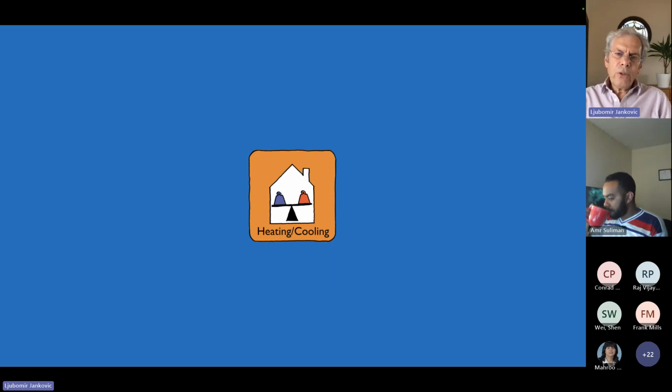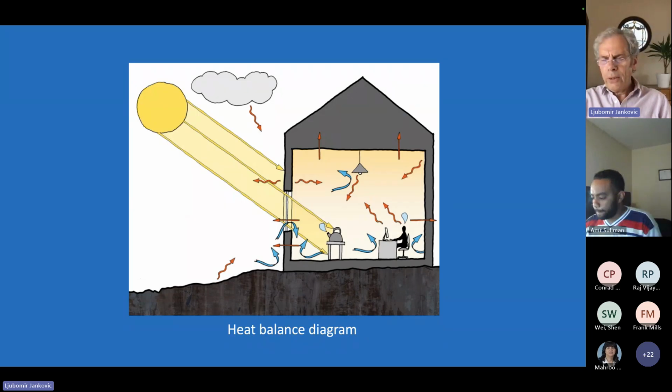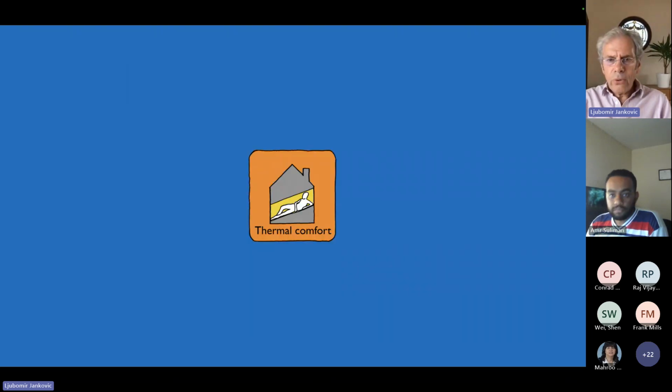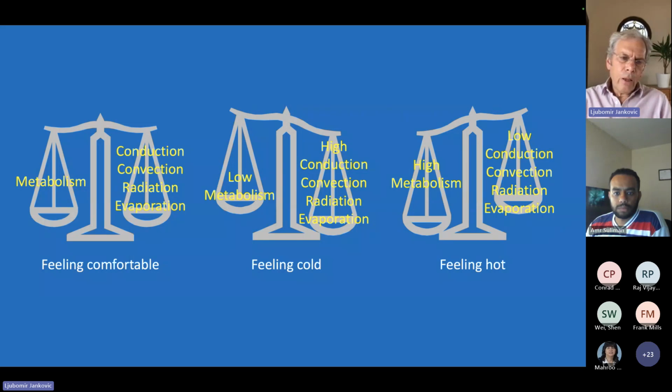So this all goes then into heat balance, and heat balance in a building is a complex phenomenon consisting of heat inputs and outputs, heat gains and losses, and that all results in a temperature balance in the building. And we, of course, want to achieve thermal comfort, because without thermal comfort, there's no point of designing zero-carbon buildings. Now, if we have metabolism, our inner energy source, in balance with heat transfer mechanisms from our body, then we are feeling comfortable.